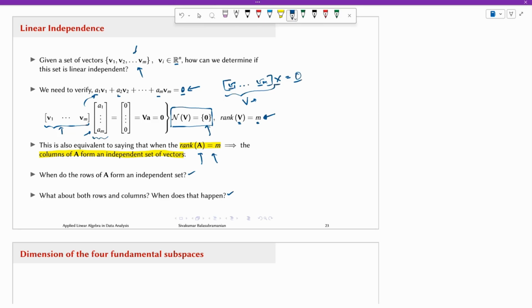Because this goes both ways. If the rank is m, then the columns form a linearly independent set. If the columns form a linearly independent set, the rank must be m. Okay. Here, the maximum possible rank is 2. That means the rank can never be the number of columns. That means this has to be a linearly dependent set. Okay. And in fact, if you solve for the set of homogeneous solutions, you'll find that it's more than just the 0 vector.